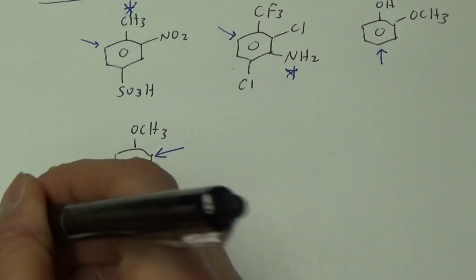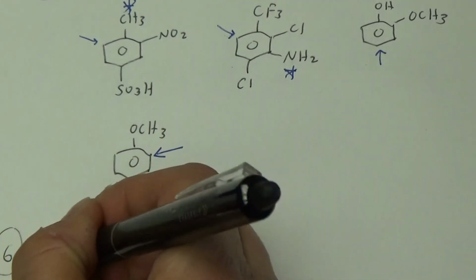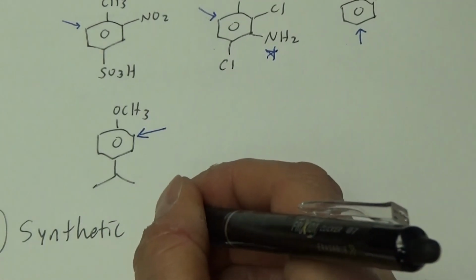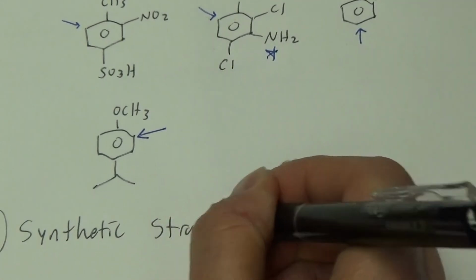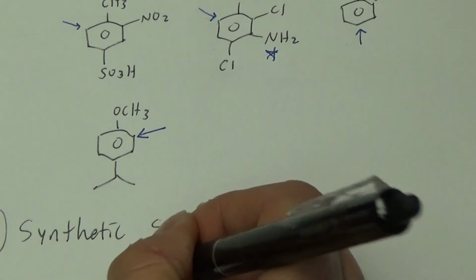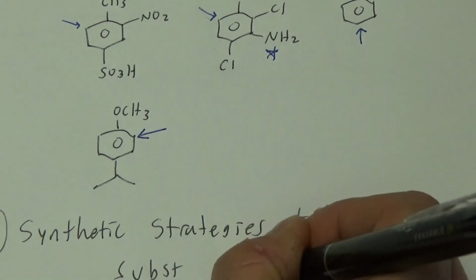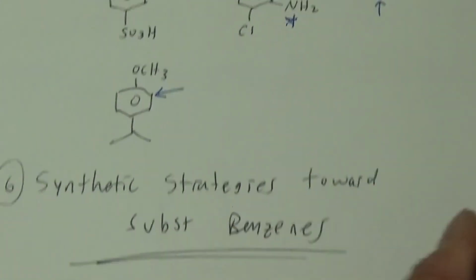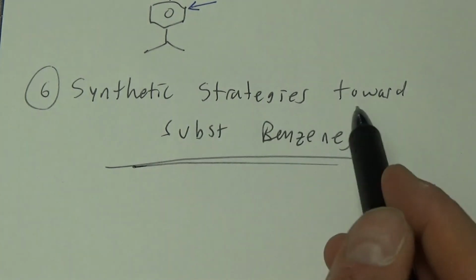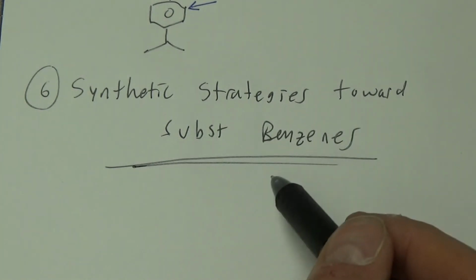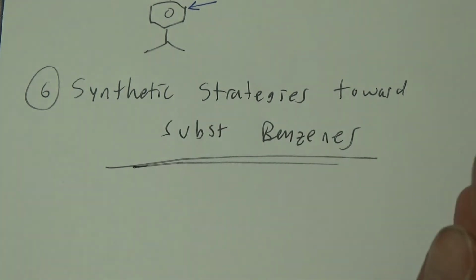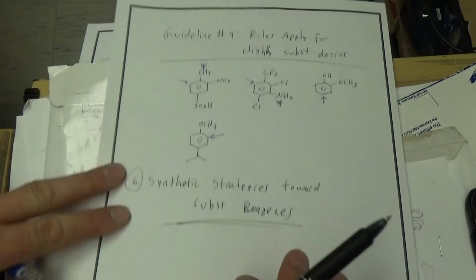What we're going to do next is synthetic strategies toward substituted benzenes. So this gets fun. What we're going to do next is synthetic strategies to start building complicated benzenes. And I'm going to tell you how to do it with these strategies. So that's the next topic. All right, cool. See ya.